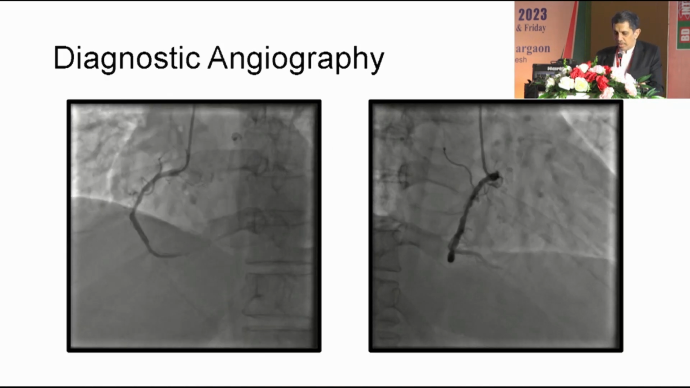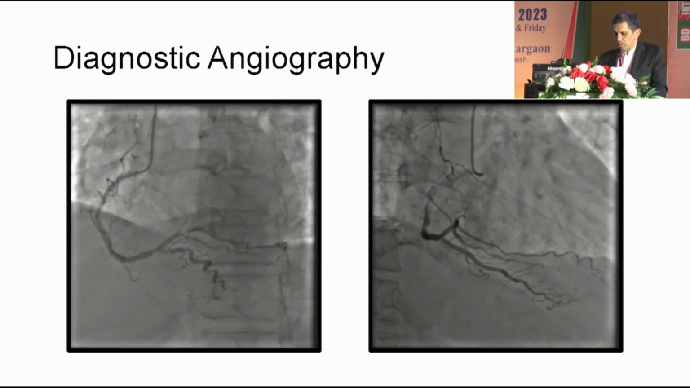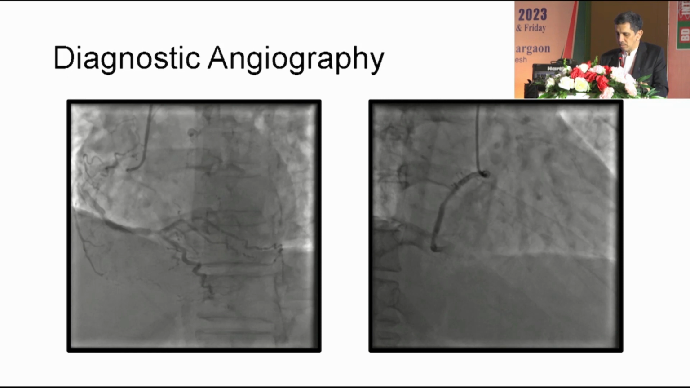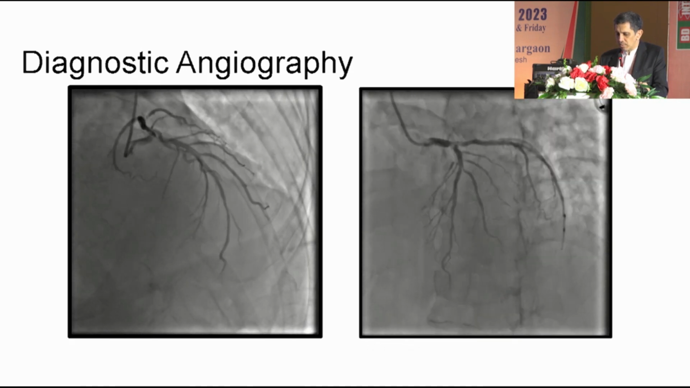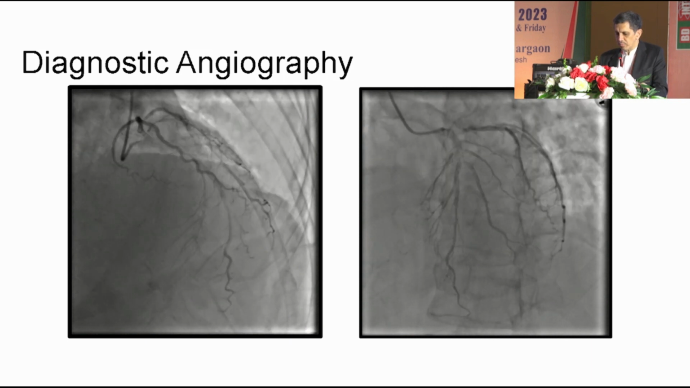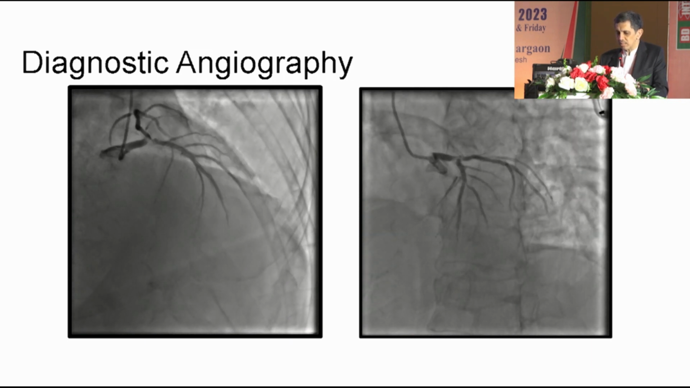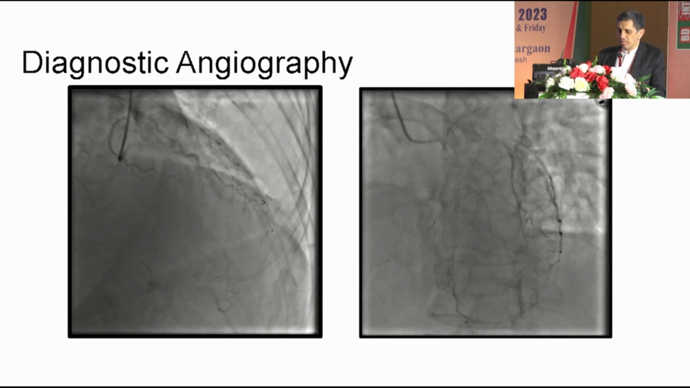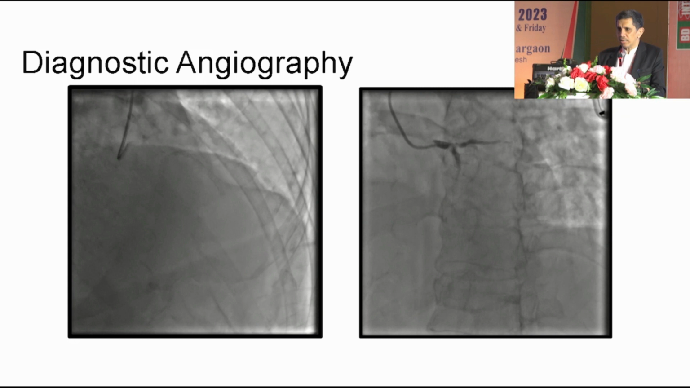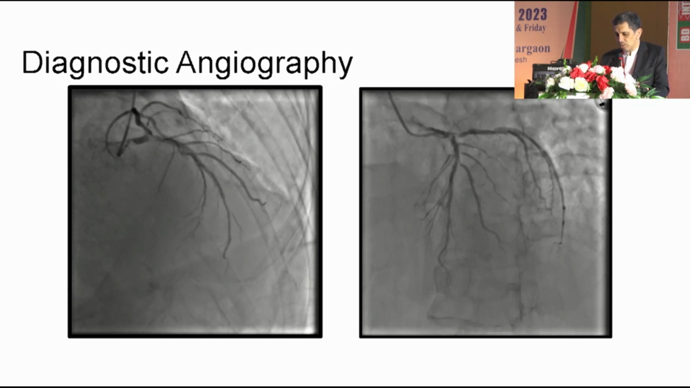This is the angio. It looks okay from the right side, it's not a very significant disease. But at the left side, there is haziness at the left main, distal left main. So the flow to the LAD was diminished.